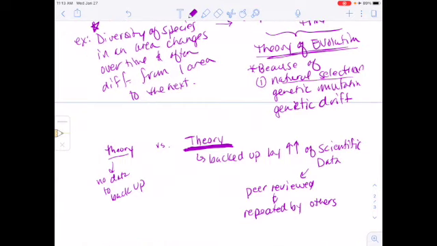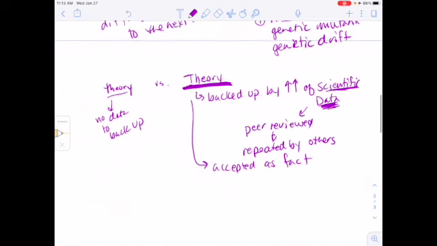Atomic theory is backed up by a ton of scientific data. No one is refuting the fact that matter is made up of small particles called atoms, and inside those atoms are these subatomic particles called electrons and protons and neutrons. They are accepted as fact because they are backed up by a tremendous body of scientific data, not just a couple experiments, but over years and years and years of scientific testing.